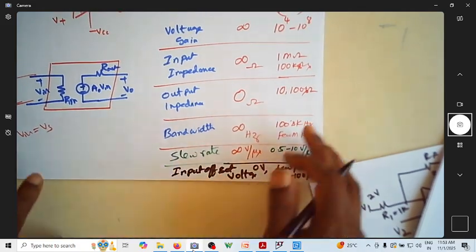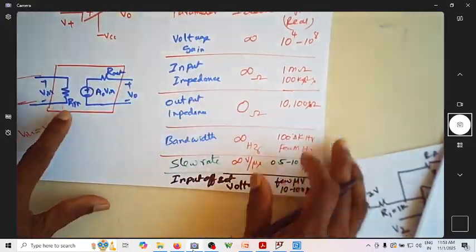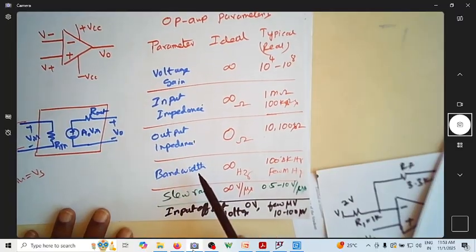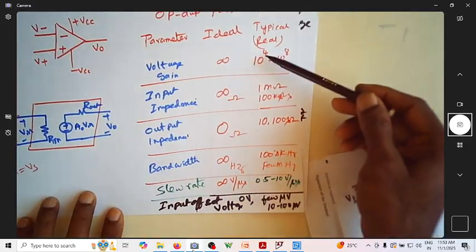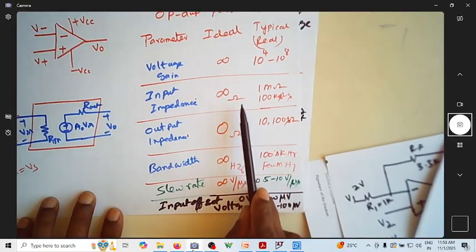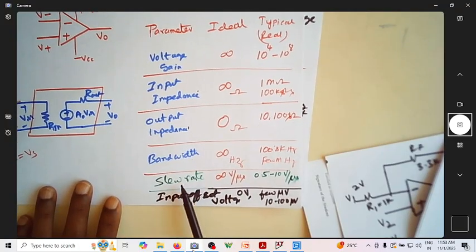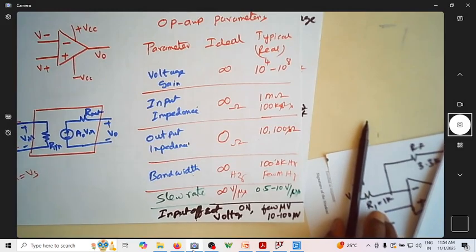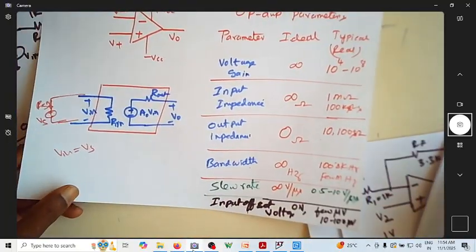So we have covered 6 parameters of the op-amp, which include voltage gain, input impedance, output impedance, bandwidth, slew rate, and input offset voltage. Their ideal values, their typical values, and their units. Impedance is in ohms, bandwidth in hertz, slew rate in volt per microsecond, input offset voltage in volts, and gain doesn't have any unit. Is that fine? This is about the op-amp parameters.